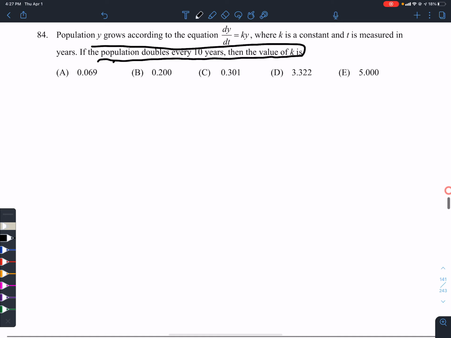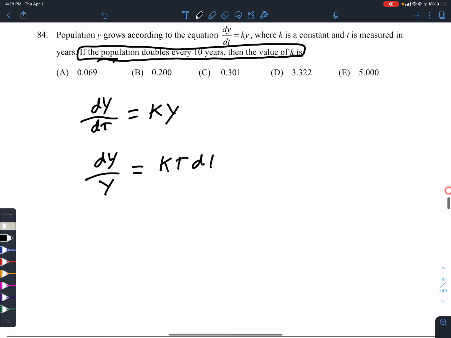So if we had the equation of the population, that would help us. This is the growth rate, all right? But it's not telling us the population. So the long way to do this is solving for y. We're going to use separation of variables. So anything with a y, we're going to put on one side, and anything else we put on the other.